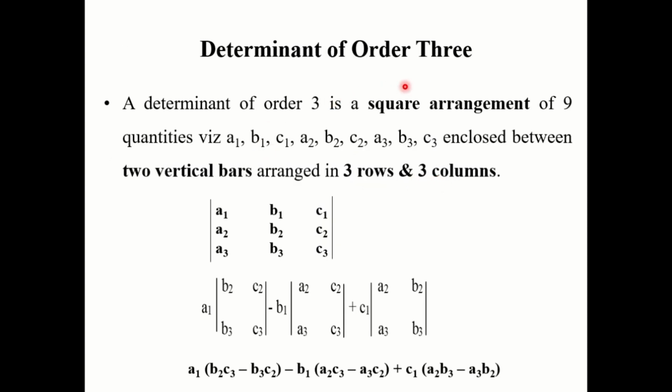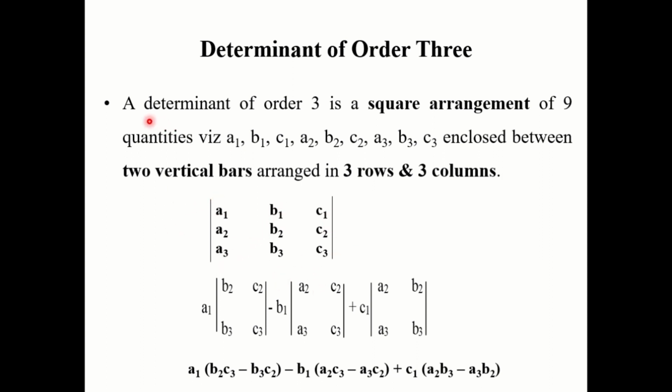Now determinant of order 3. A determinant of order 3 is a square arrangement of 9 quantities, that is A1, B1, C1, A2, B2, C2, A3, B3, C3, enclosed between two vertical bars and arranged in 3 rows. Horizontal lines we always call a row and vertical lines we call a column.